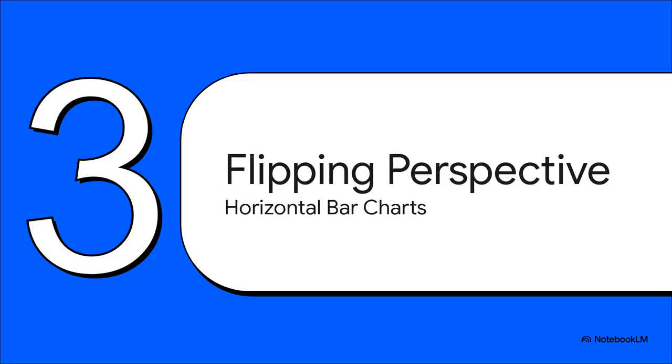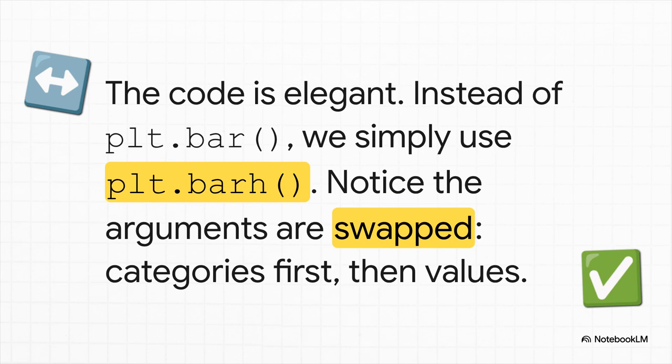Okay, so far, everything's been vertical, right? Up and down. But what if we want to ask a totally different kind of question? What if we just want to rank players based on a total, and we don't care about tracking it over time? Well, sometimes you just got to flip things on their side. And the code for this? It's awesome. So simple. Instead of plt.bar, we just use plt.barh.